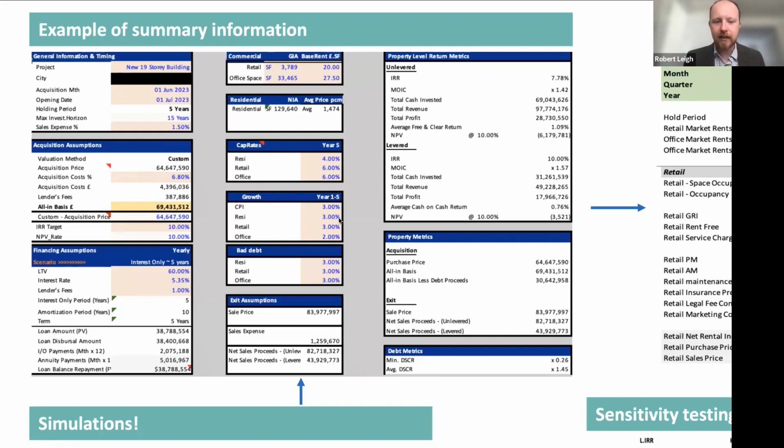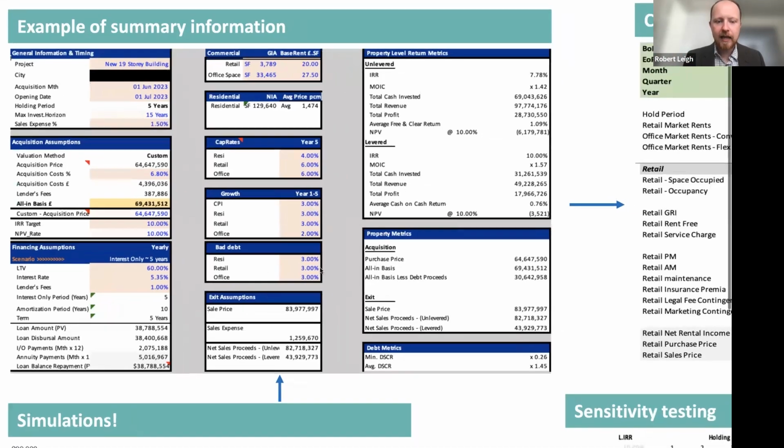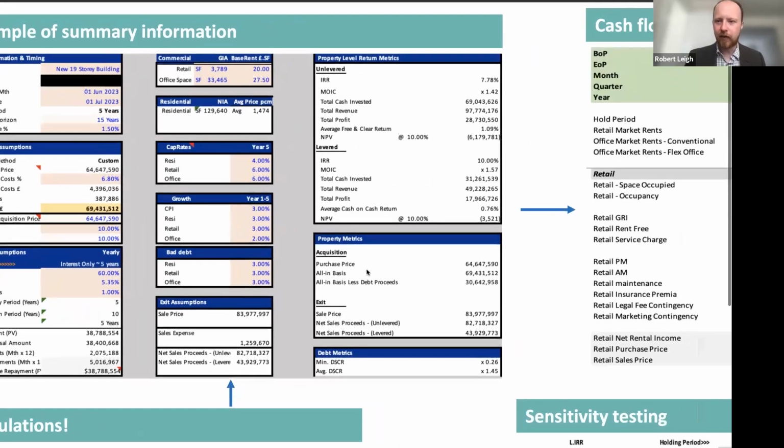We've got growth rates. Notice they've assumed a similar growth rate across the holding period for residential and retail, slightly lower for office. Is that realistic based on CPI growth rate of 3%? If it isn't, you need to upward adjust them. Any allowances for bad debt, what have you. So what this area is showing me is all the assumptions that a reviewer needs to know.